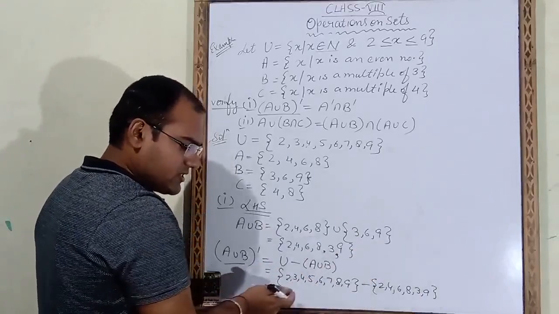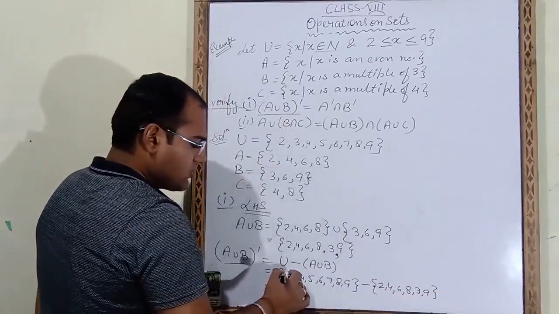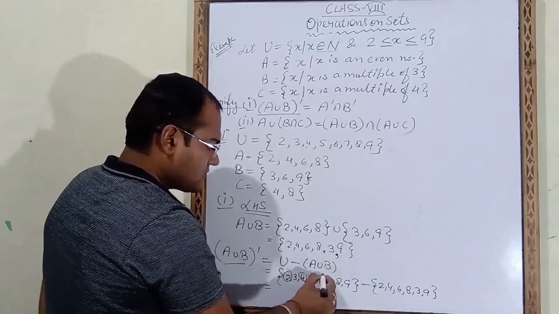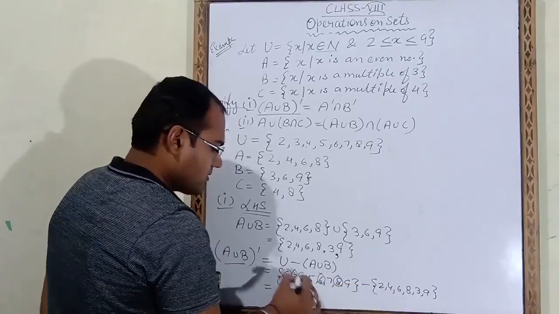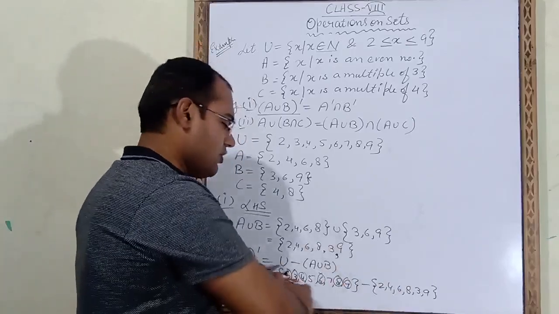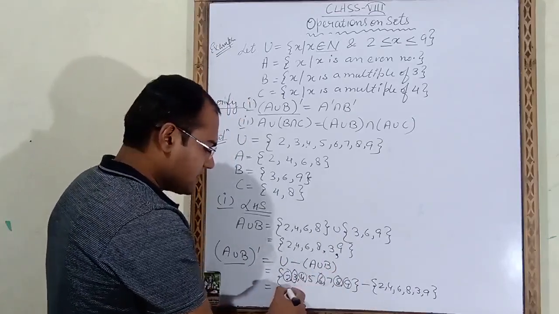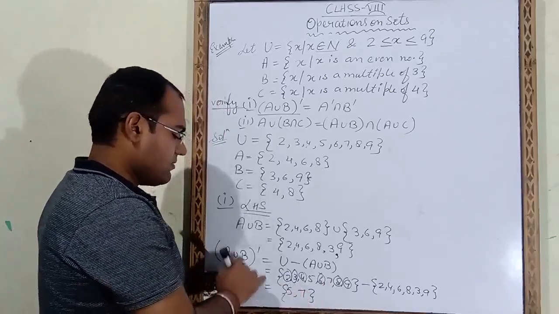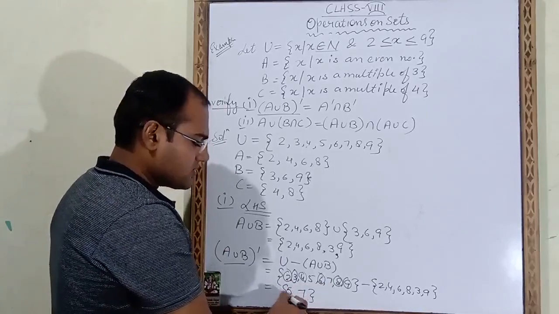Now out of these we have to remove these numbers. So 2 we have to remove, so no need to take 2. 4 no need to take. 6, this one also, 8 also. 3, 9, these elements we will not take. We have to remove these elements. Now what are the remaining elements here? 5 and 7. So the answer of A union B complement is 5 and 7.